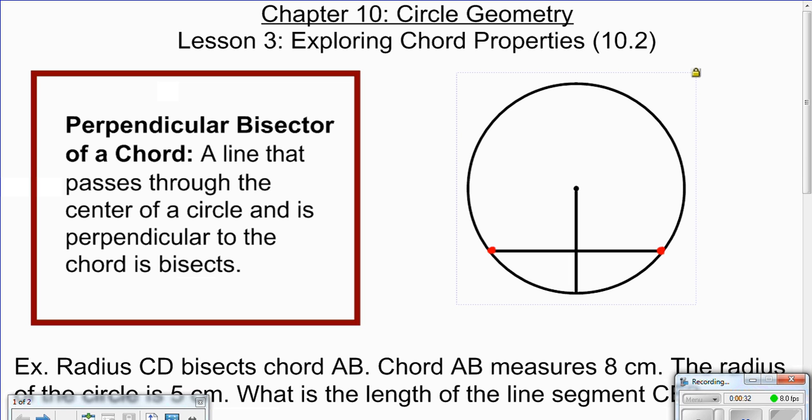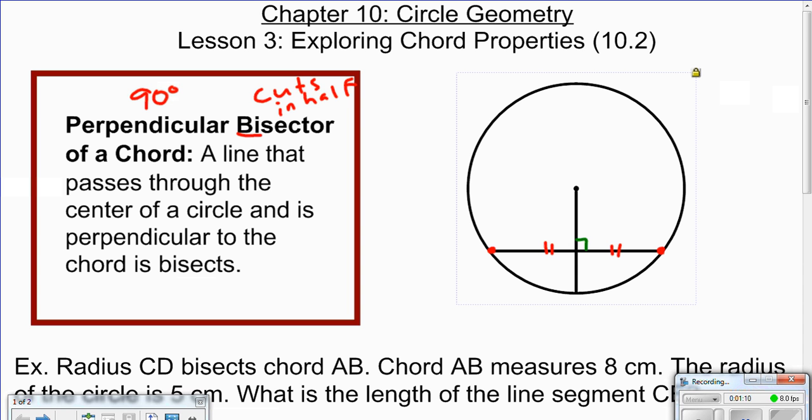And so the chord property we're going to look at is talking about a perpendicular bisector. If you remember what perpendicular means, at a 90-degree angle or at a right angle, and a bisector cuts in half, so into two equal pieces. Any line that passes through the center of a circle, so that could be the radius line, that could be a diameter line, it will be perpendicular to the chord that it bisects. So it means this chord has been cut in half into two pieces that are the exact same length. That also means that this is going to be a 90-degree angle.